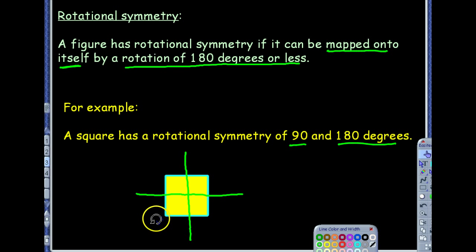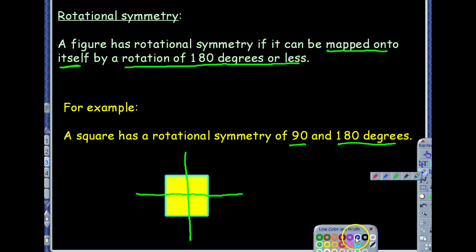Counterclockwise. That means I'm going to have to rotate my figure this way. You can think about a clock. Hopefully you know what a clock looks like. So counterclockwise is the opposite direction than a clock goes. All right, so I'm starting right here. If I rotate it just a little bit, notice it's not mapping onto itself. They're saying 90 degrees is the first amount that will map to itself, and notice that's right there.